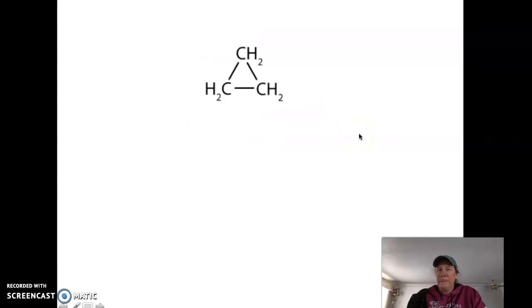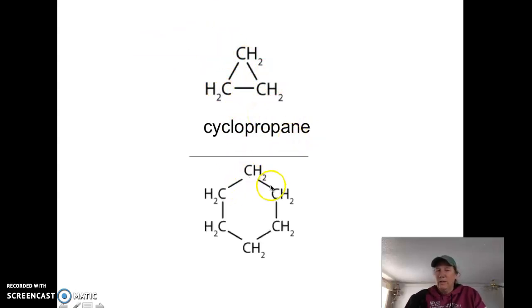Okay. Here's this ring. So 1, 2, 3, cyclopropane. Okay, cyclo tells me it's a ring. Prop says there's 3, and ANE, all single bonds. Here's 1, 2, 3, 4, 5, 6, cyclohexane. Okay, so when you're naming them, that's the simple ones. All you do is count the number, and that's its ending, and if it's in a ring, put cyclo in front.